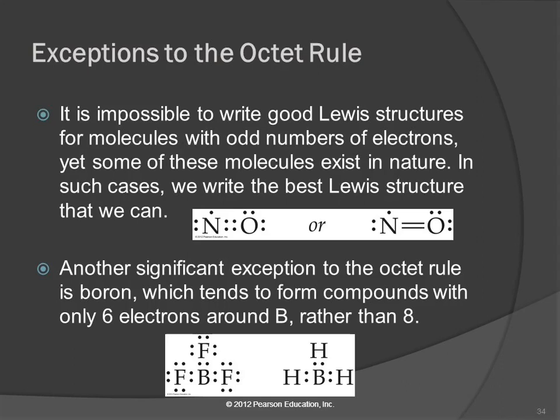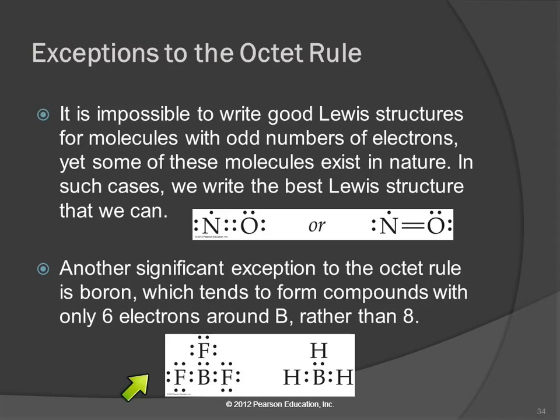There are exceptions to the octet rule. Sometimes you end up with a molecule with an odd number of electrons. And nitrogen monoxide is an example of this. Nitrogen has 5 valence electrons, oxygen has 6, 5 plus 6 is 11. There's no charge on it. And it is a molecule that exists in nature, but we can't draw a Lewis structure that follows the octet rule because we have an odd number. So the best we can do is to put a double bond here. The oxygen has an octet, the nitrogen only has 7. So Lewis theory does not explain everything.